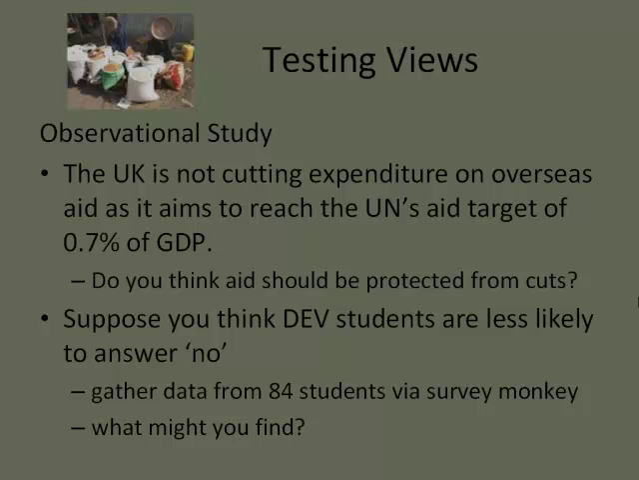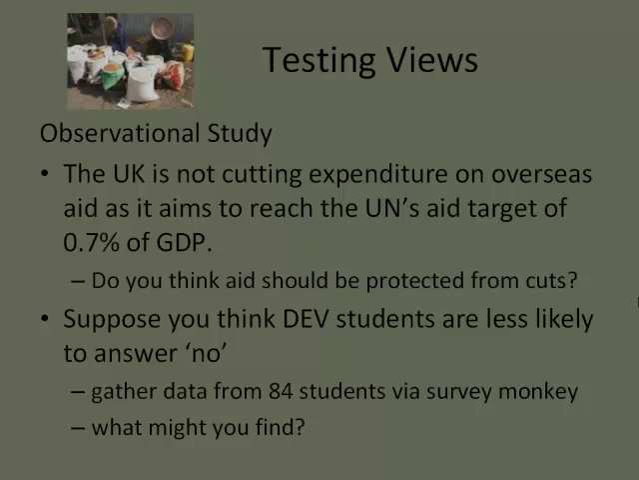So let's just say, for example, we had a question we wanted to ask. The UK is trying, along with, I think, health and education, to keep the aid budget fixed. And we're working towards this 0.7% of GDP. Let's say you could ask people a simple question like this. Should aid be protected from the cuts we're having? And suppose you might think that dev students would be more likely to want aid to be protected. Now you gather some data from 84 students, maybe SurveyMonkey. What would you expect to find?